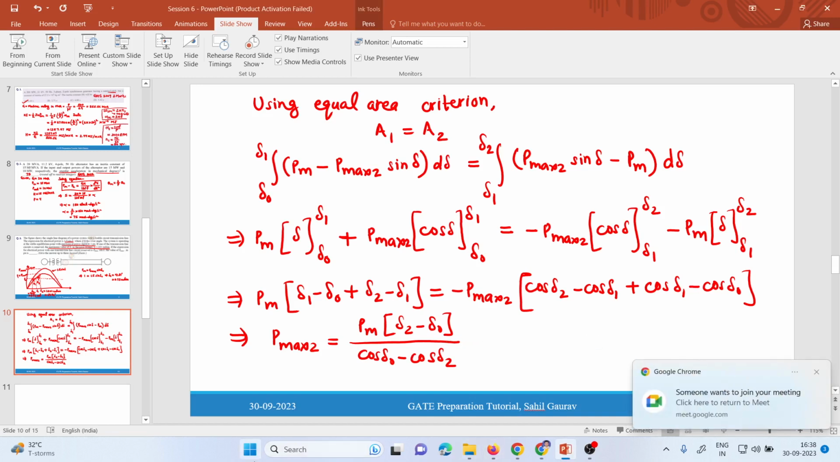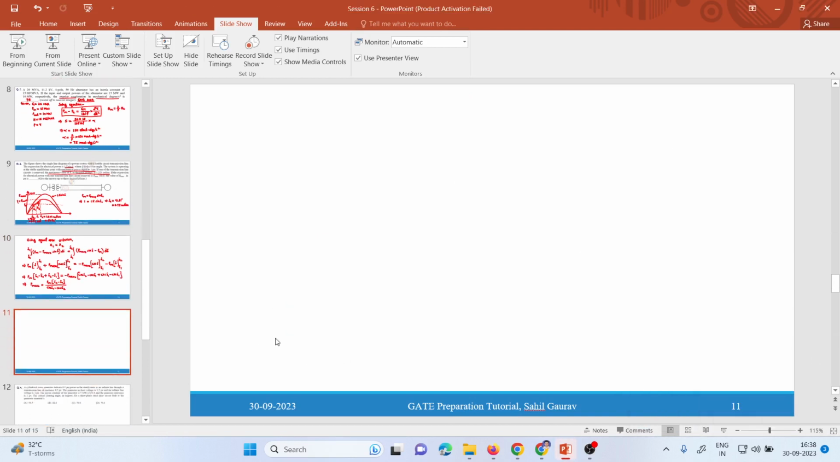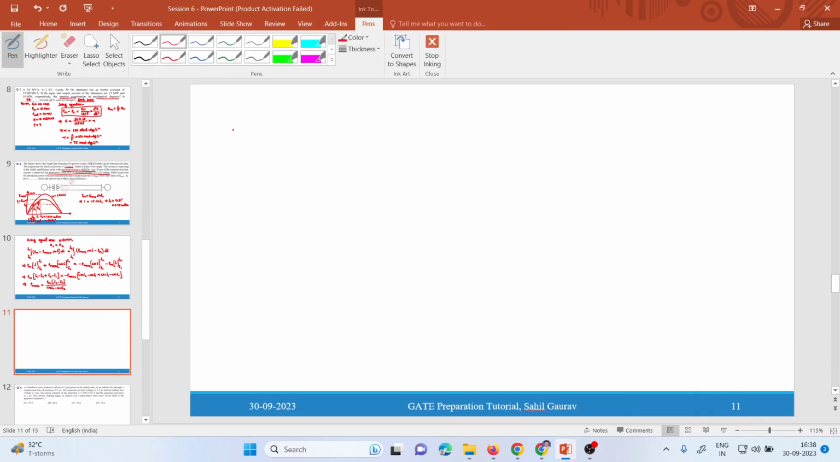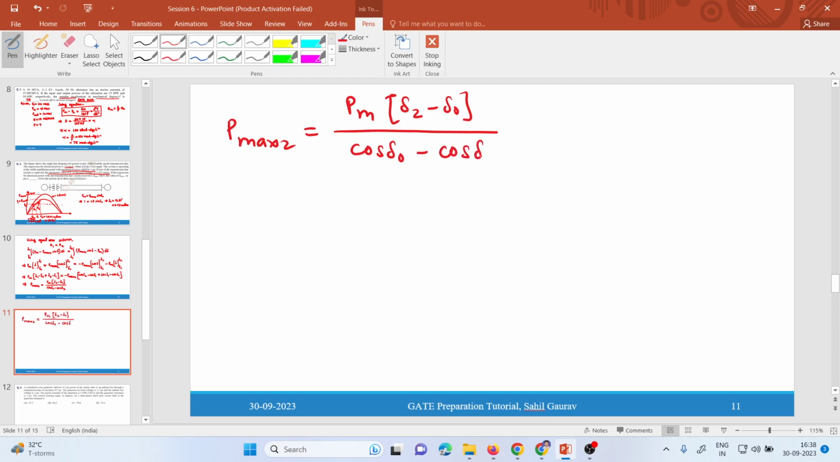So now we will put all these values. We will get P max 2. P max 2 is Pm times (delta 2 minus delta naught) divided by (cos delta naught minus cos delta 2).